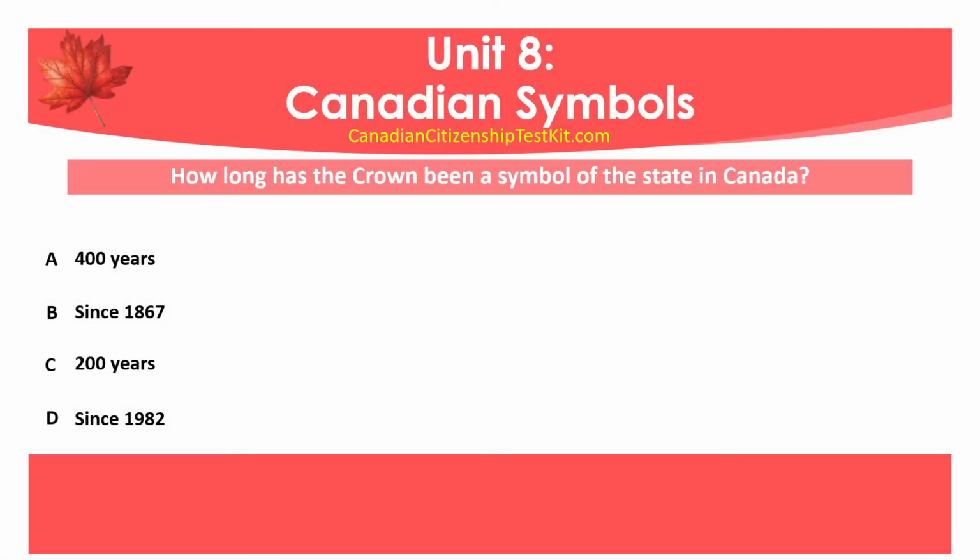How long has the crown been a symbol of the state in Canada? A, 400 years. B, since 1867. C, 200 years. D, since 1982.